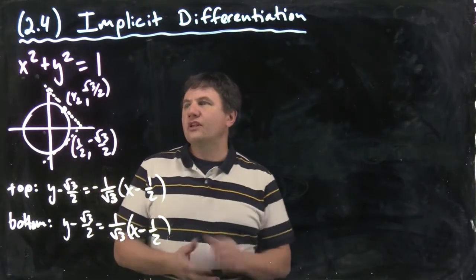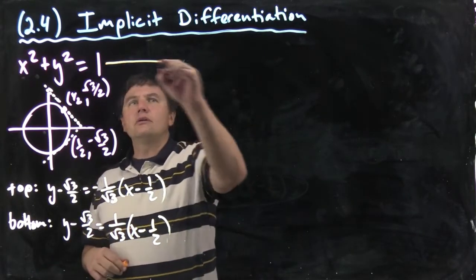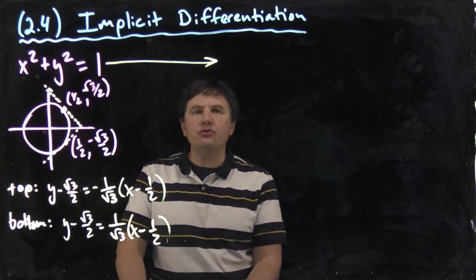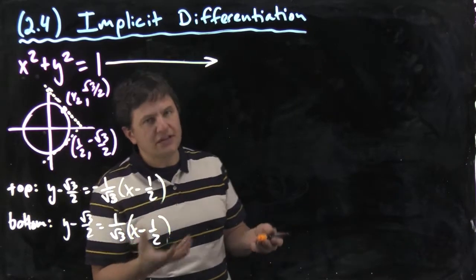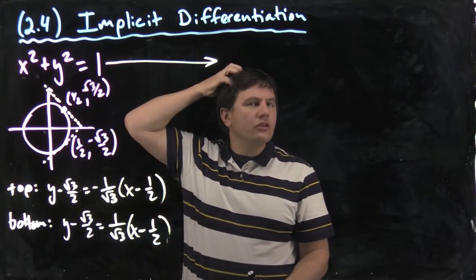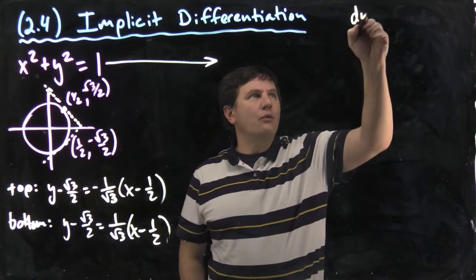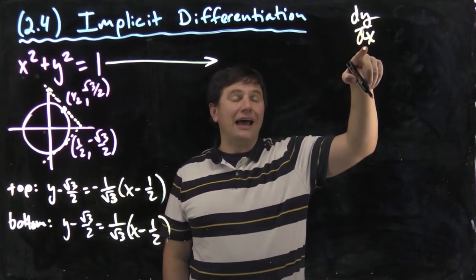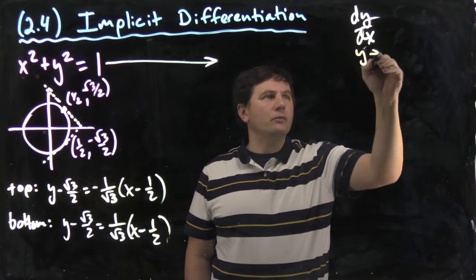Okay, so let's talk about taking the derivative of this equation, x squared plus y squared is equal to 1. So with implicit differentiation, we do not solve for y, we leave it as is. So basically, implicit differentiation allows us to take the derivative of things that are non-functions, okay? So here's the idea. When I say I want the derivative dy over dx, that means I'm taking the derivative of y with respect to x.